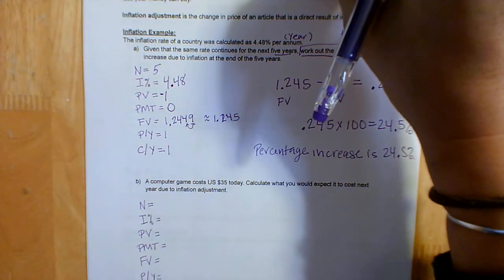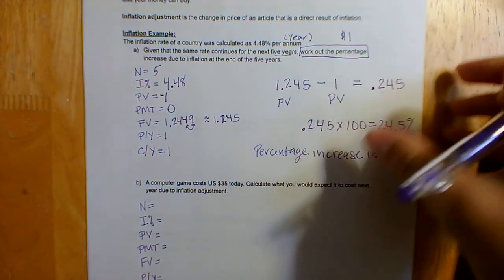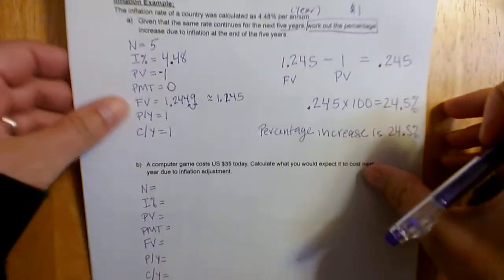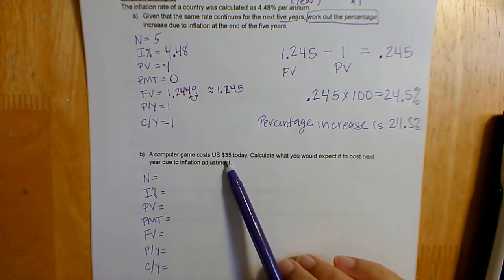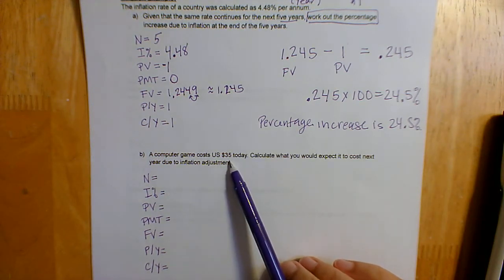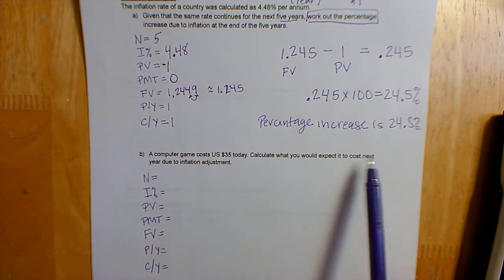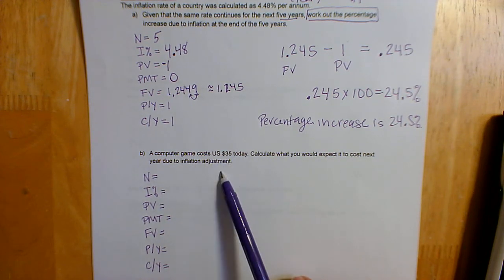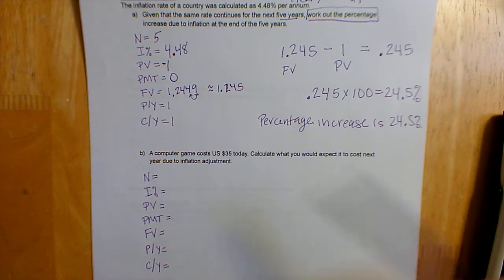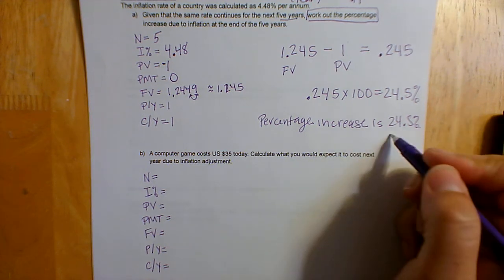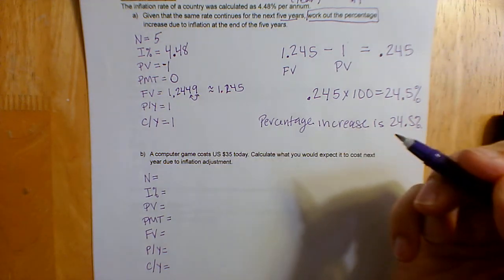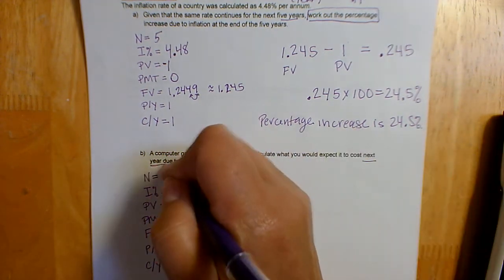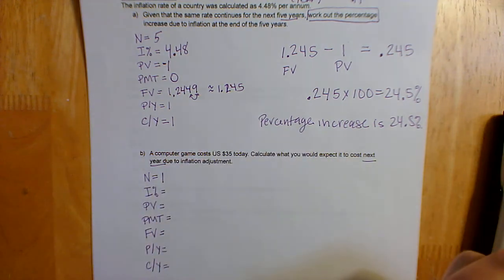Just moving everything down a little bit so you can see. Okay, part B. A computer game costs $35 today. Calculate what you would expect it to cost next year due to the inflation adjustment. So how much is it going to adjust to this new rate that we have here? So we need computer games next year. Okay, so that's just 1 year away.